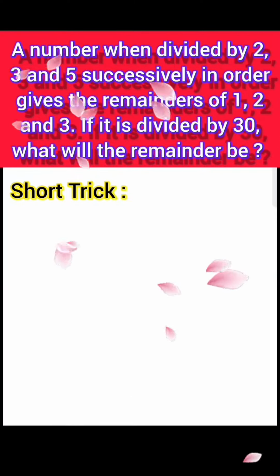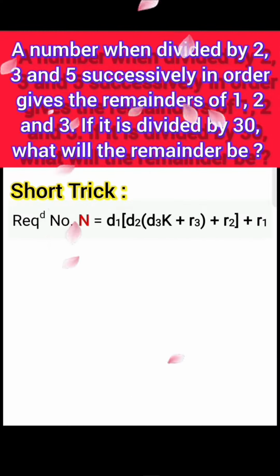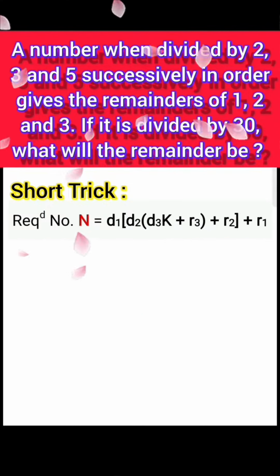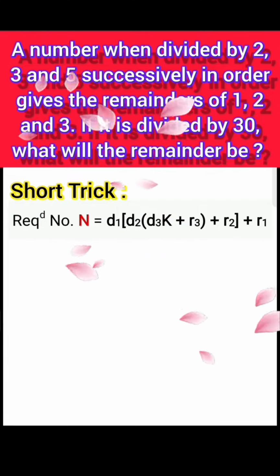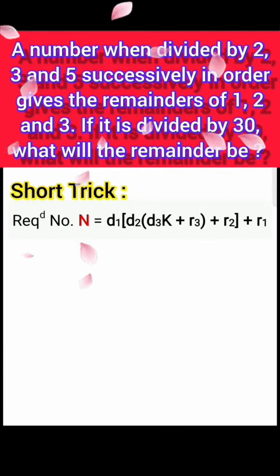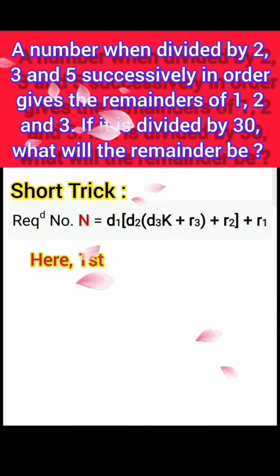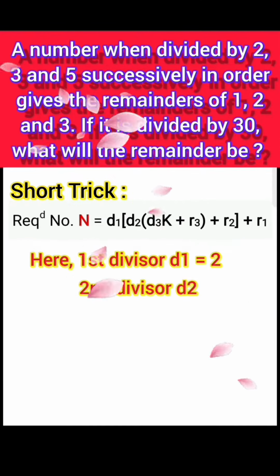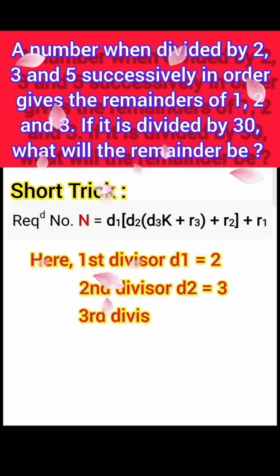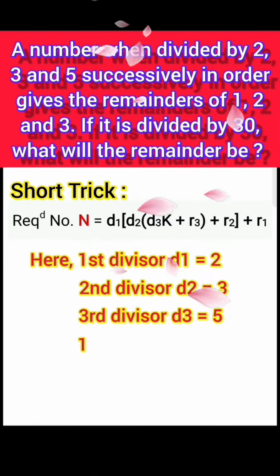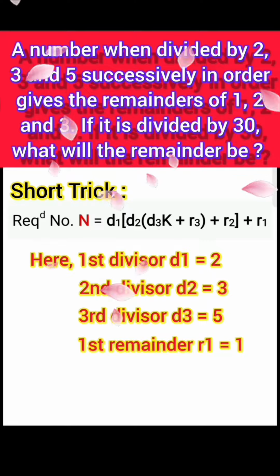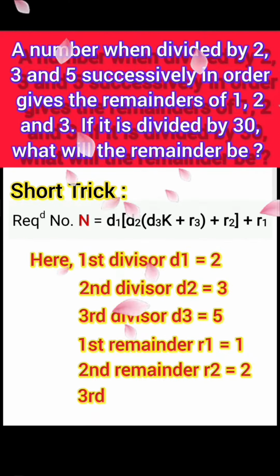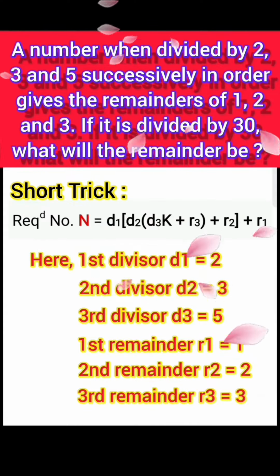Shortcut trick. Required number n = d1 × d2 × d3 × k + r3 + r2 + r1. Here first divisor d1 = 2, second divisor d2 = 3, third divisor d3 = 5, first remainder r1 = 1, second remainder r2 = 2, third remainder r3 = 3.